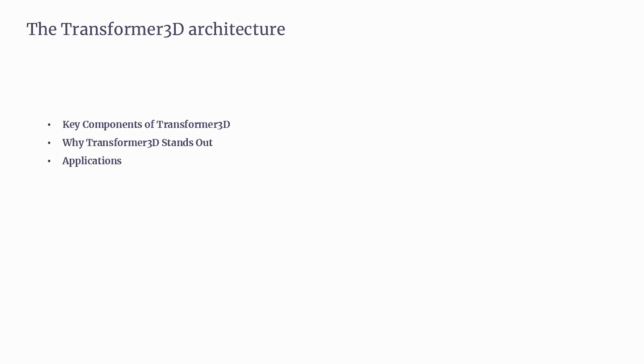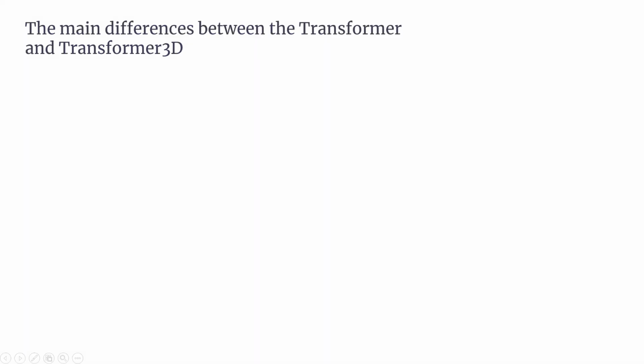In summary, Transformer 3D adapts the power of the Transformer to 3D data, excelling at capturing complex relationships in space. Its flexibility makes it ideal for tasks like object recognition and reconstruction, especially in multimodal settings. Now let's explore how the Transformer and Transformer 3D architectures differ. While both share the core principles of the Transformer model, they are designed to handle different types of data and serve distinct purposes.